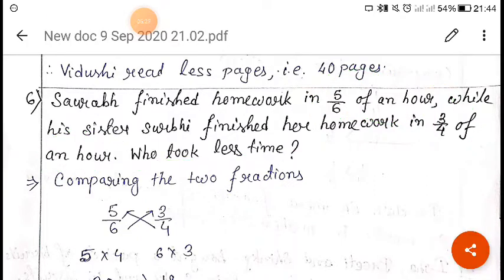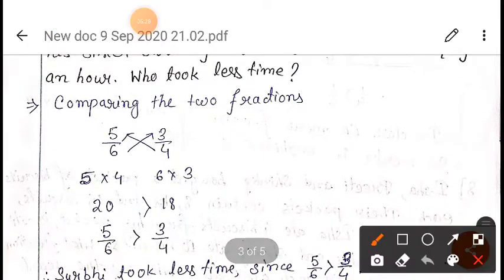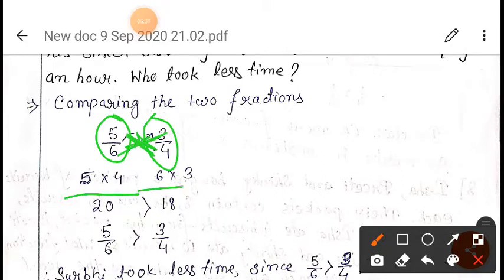Okay, so again for comparing we will do cross multiplication here. 5 by 6 and 3 by 4. So here we will get 5 into 4, here we will get 6 into 3. 5 into 4, 6 into 3. Okay, so it is 20 and it is 18.